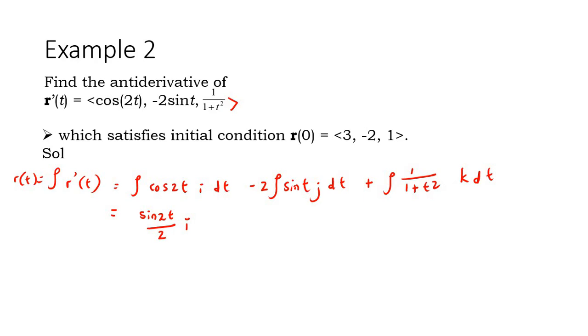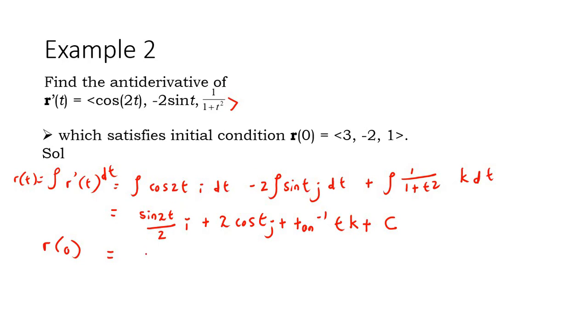Okay, and then integrate sin is a negative cos, so negative is positive 2 cos t. Integrate 1 over 1 plus t squared is actually arctan t. This is arctan t, and then for integration we plus C. C is (c1, c2, c3): c1 from component I, c2 from component J, c3 from component K. Okay, to get the C, we will have to plug in the initial condition.